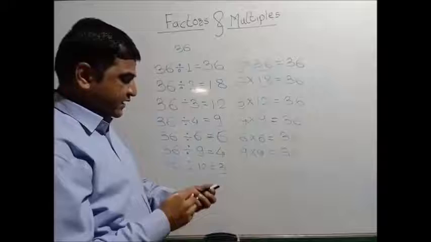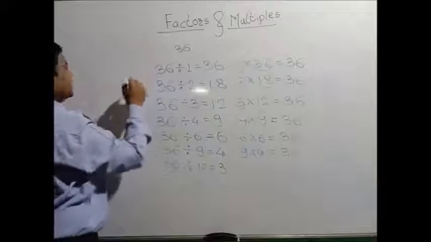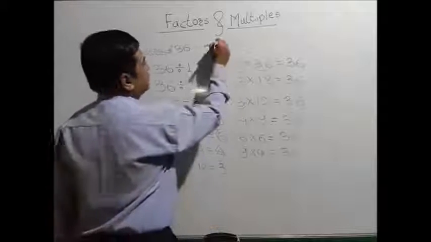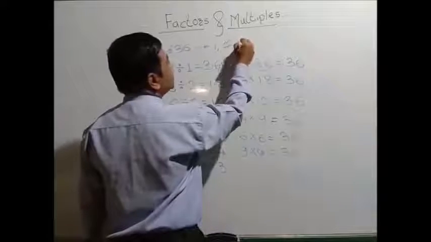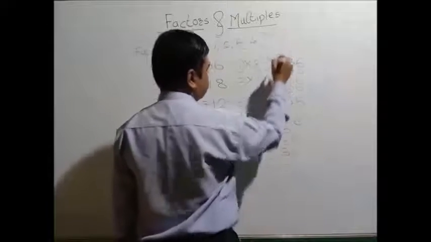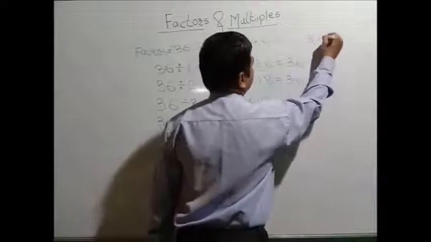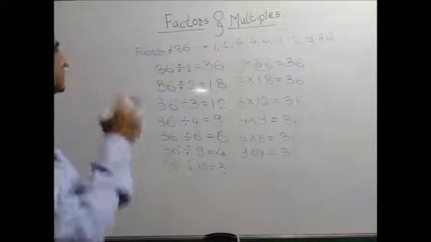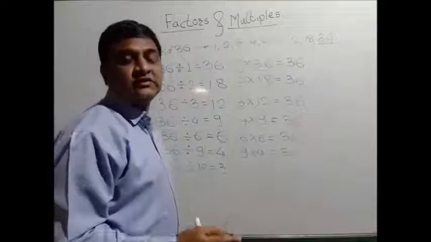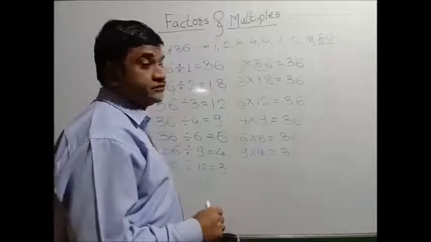So if I jot down the list of factors of 36, I will make it 1, 2, 3, 4, 6. Then we will go for 9. Then we have 12, 18 and 36. One thing to be noted here is that the number 36 divides itself and gives the quotient as 1. So a number is said to be a factor of itself.